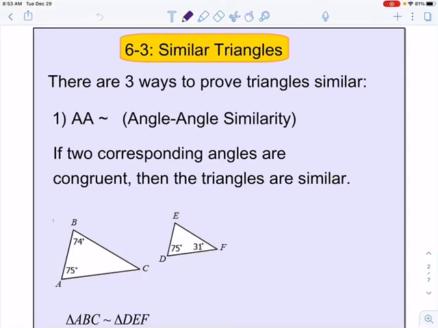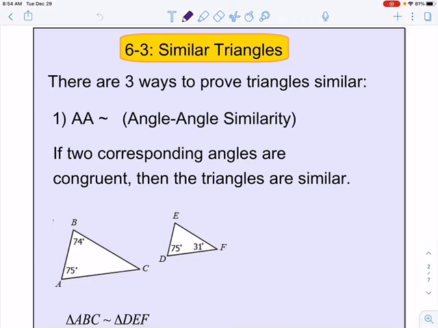Okay, so today we're going to talk about section 6.3, which is called similar triangles, and this is the section that you're going to have a quiz after. So we'll do a day of review after this, then the quiz. Okay, so there's going to be 3 ways that you can prove that triangles are similar.